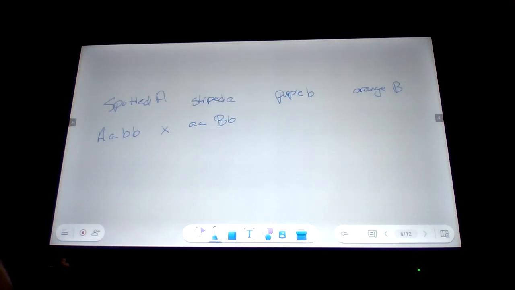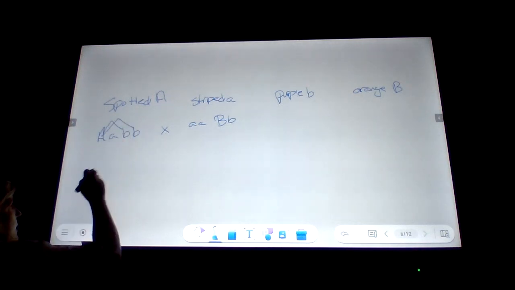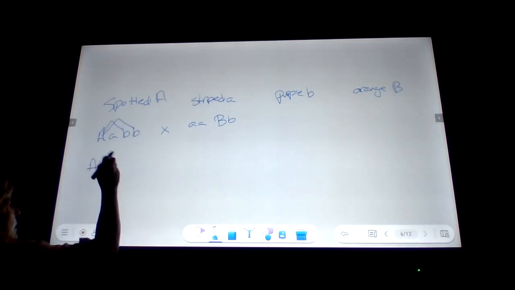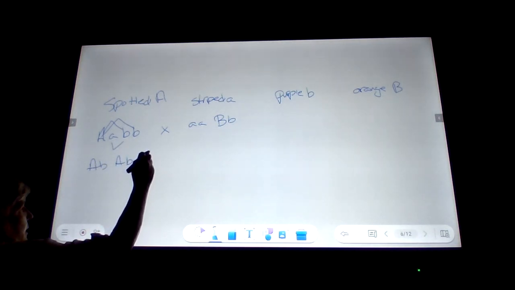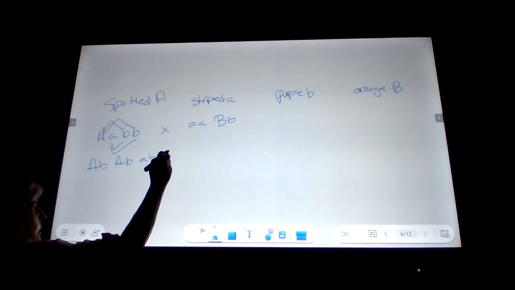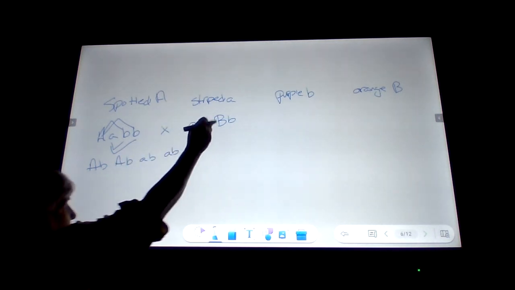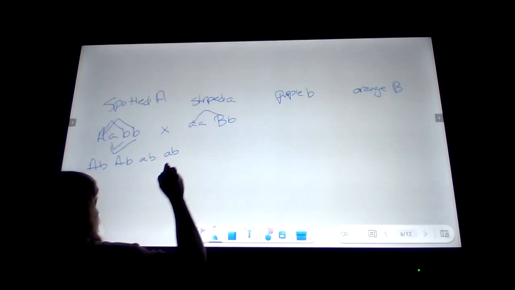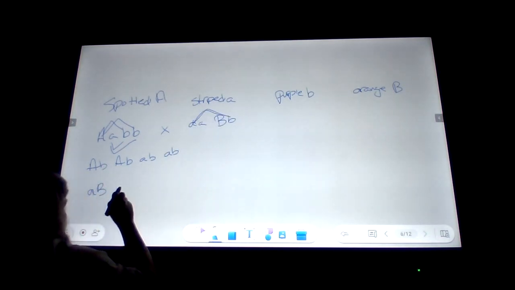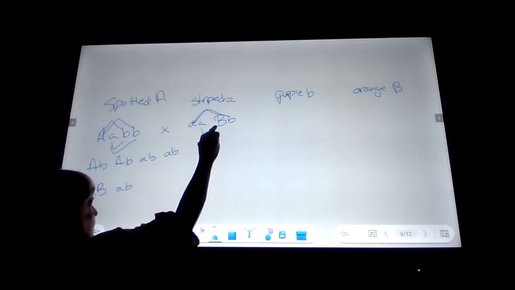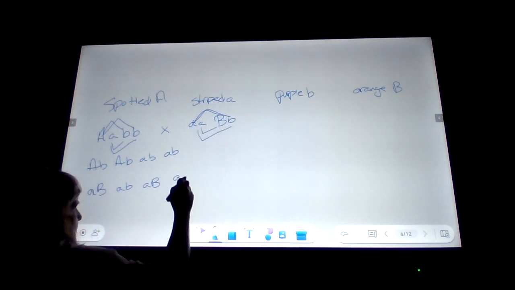Okay, again, using FOIL, we're going to come up with the combinations. My big A can go with my big B, or my big A can go with my little b, or my little a can go with my big B, or it can go with that little b. The genotype for parent 2, again, using FOIL, I know that little a can go with the big B, that little a can also go with the little b, this little a can go with the big B, or this little a can go with the little b.